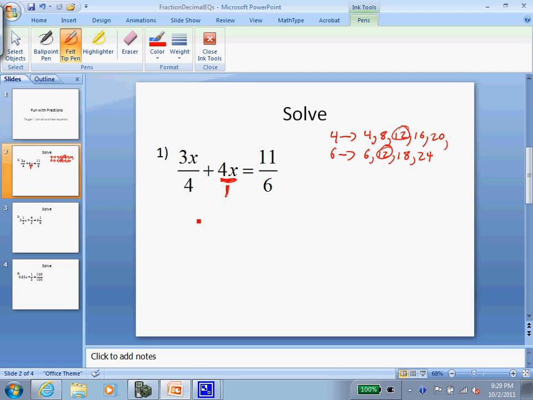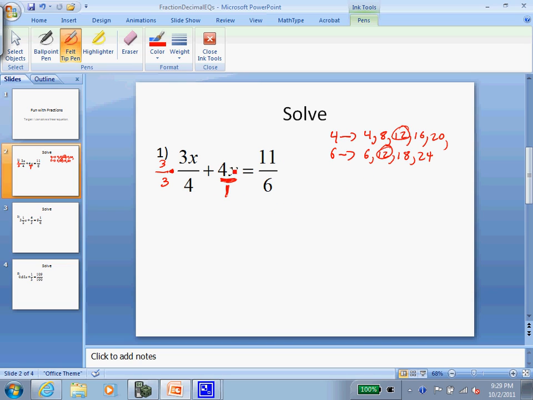So in order to change this to 12ths, I need to look at my fraction, my 3x over 4, and I notice 4 is in the denominator, so I'm going to need to multiply that by 3 to get 12. If I multiply the bottom by 3, then I also have to multiply the top by 3. Therefore, if you'll notice, 3 over 3 is just 1. And when I multiply by 1, I don't change the equation.